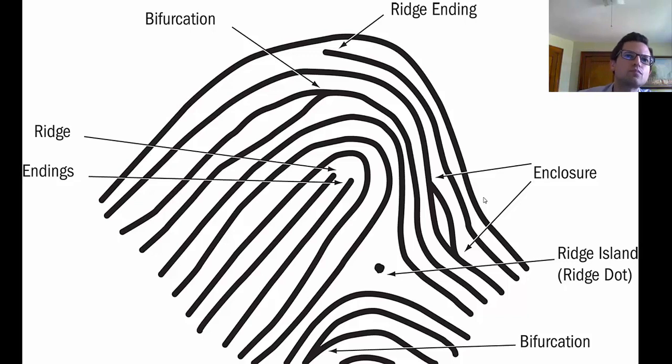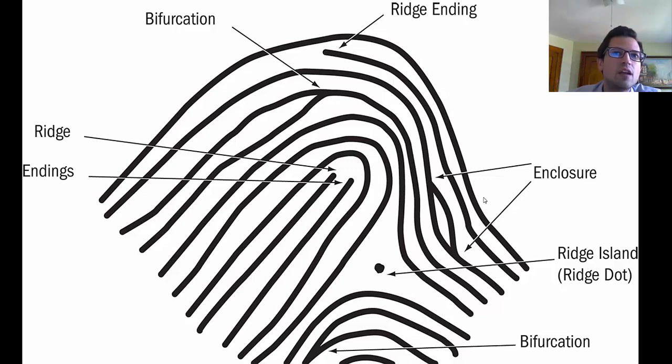So let's take a look. So here you can see in this image a number of ridge endings, bifurcations, and enclosures. So let's take a look from the labels that start on the left side and work our way around clockwise. So you'll see on the left side it says ridge endings, and you can see the arrows point to some places where indeed some ridges have ended. So there's some ridge endings. Then we continue in a clockwise fashion. We can see a first bifurcation.